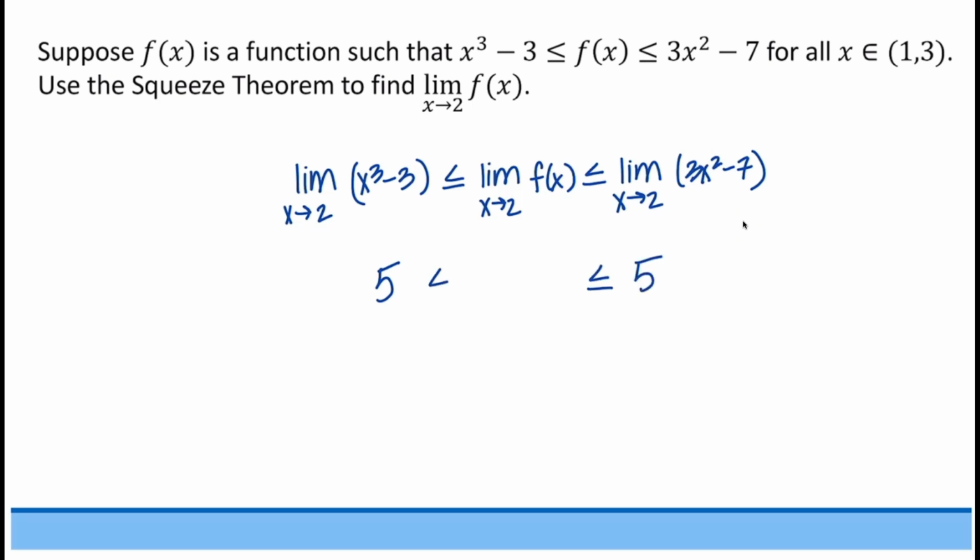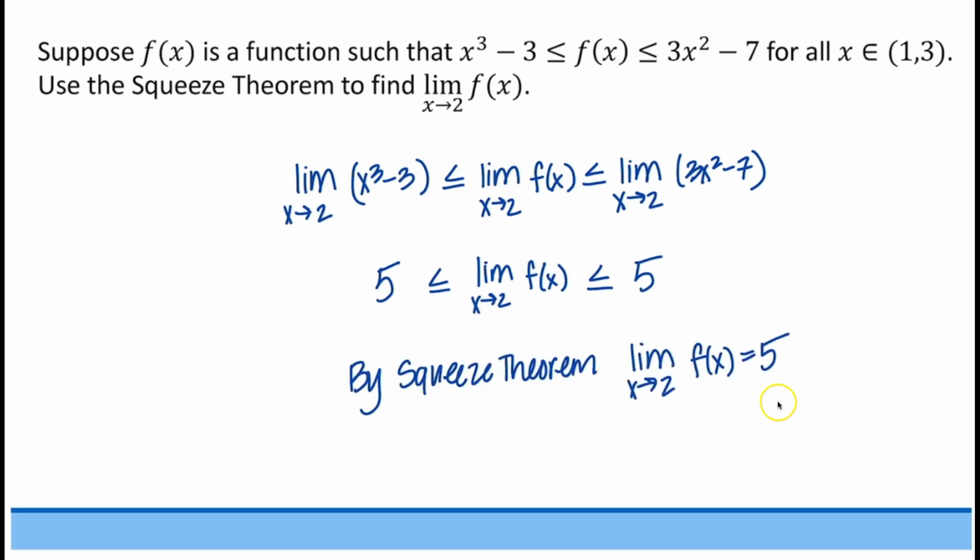So what we then know is that the limit as x approaches 2 of f of x is trapped between 5 and 5. So the only value it can possibly be by the squeeze theorem is 5. We would want to formally state that when we apply the squeeze theorem, we are writing up a little bit of a proof. And this one was a bit easier because the original inequality was already provided, but in other examples, we're going to have to come up with that inequality.